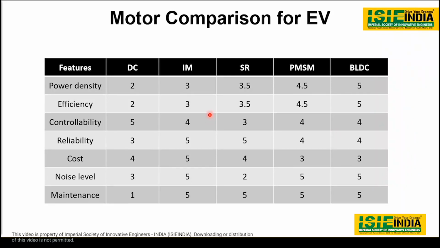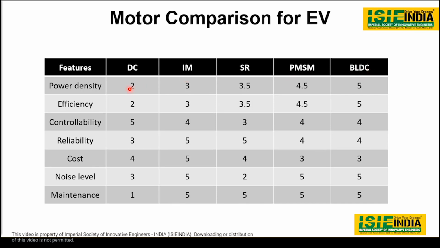So, how to select a motor? For this, you have to compare the motors on a few parameters. That is what I am saying. This is very helpful for the innovation part of your work. Then power density is the one thing you have to understand. Power density is nothing but the per kg quantity of all the motors: DC motor, induction motor, switched reluctance motor, permanent magnet synchronous motor, and BLDC motor, right?